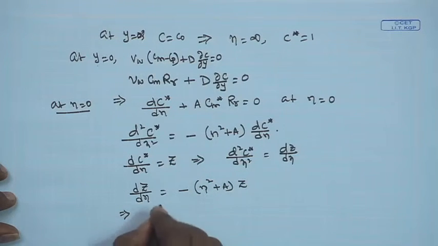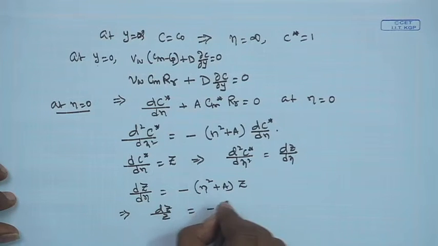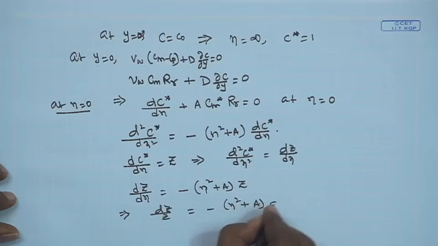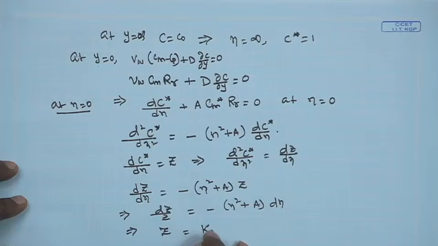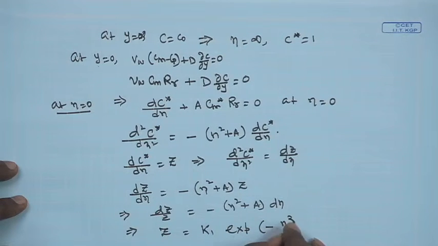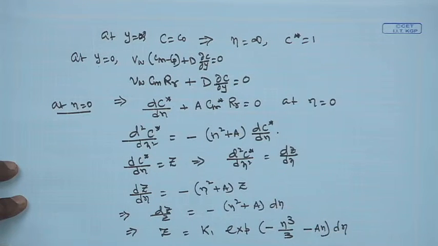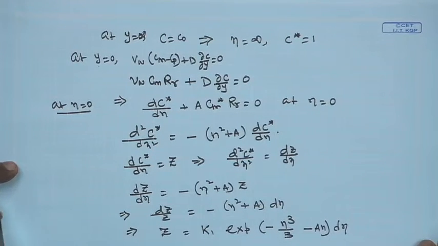So, dz by z is equal to minus eta square plus a, d eta, and one integration will give you ln z plus k 1, so z is equal to k 1 exponential of minus eta cube by 3 minus a eta. And what is z? Z is nothing but d C star by d eta. So, we will be having one more integration with respect to eta.